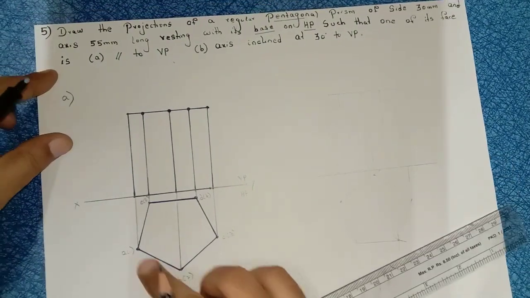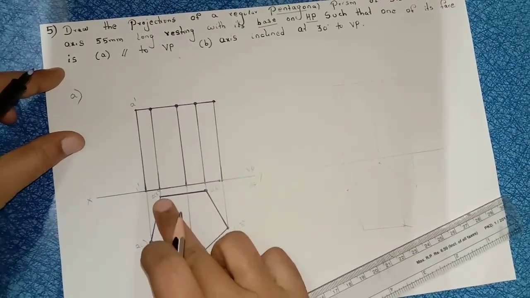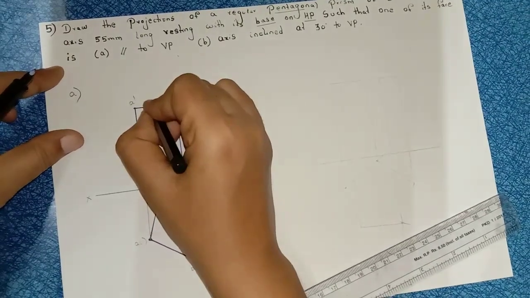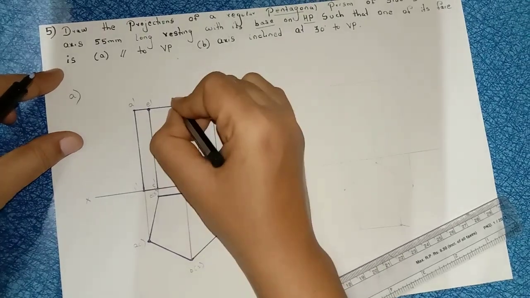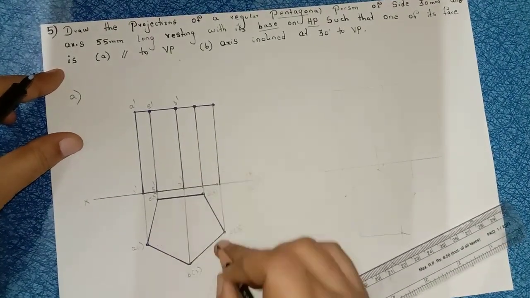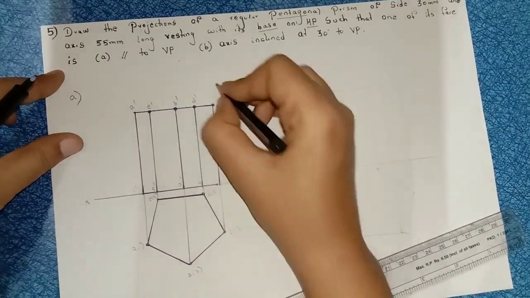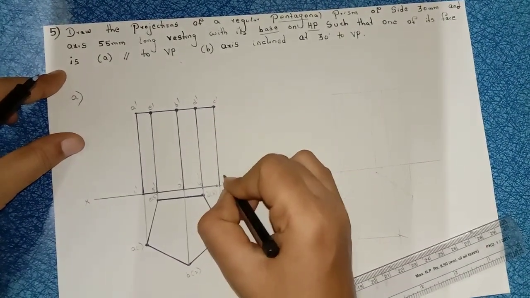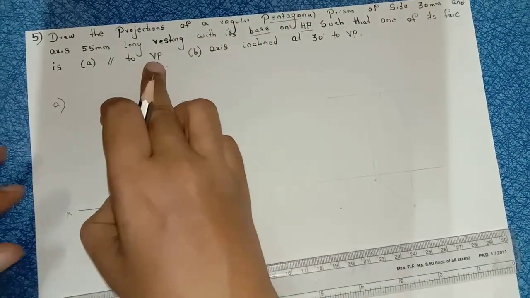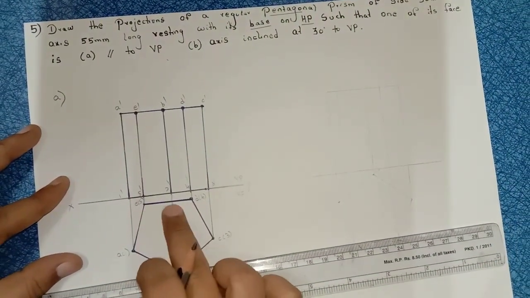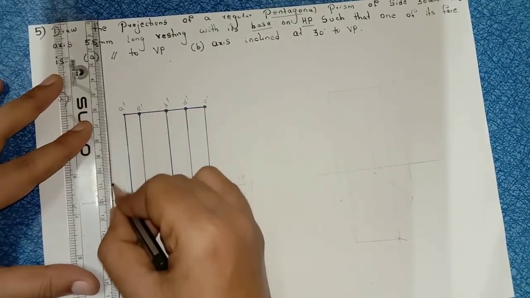After that, we are projecting here A of 1, A dash, 1 dash. Projecting here E of 5, E dash, 5 dash. Projecting here B of 2, B dash, 2 dash. Projecting here D of 4, D dash, 4 dash. Projecting here C of 3, C dash, 3 dash, right? See, this face is parallel to VP, right? So this completes your problem.